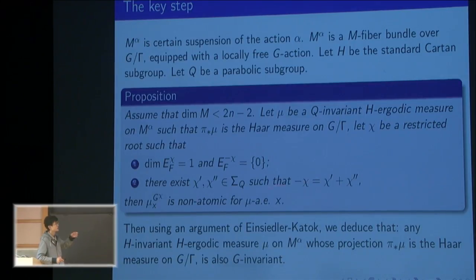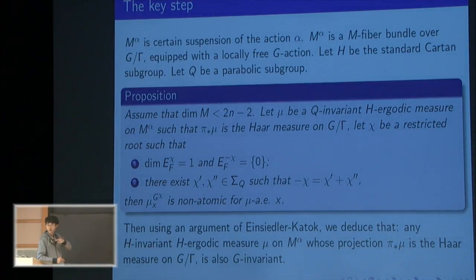Okay, but actually there are two parts. Question about this: this is for a specific action. You're classifying measures. Yes, this is not a direct application of any theorem. But in the course of the proof, I actually use some ideas coming from your preprint with Eskin this March. But then I found out that we can do it differently, though some of the ideas come from that, at least for me.